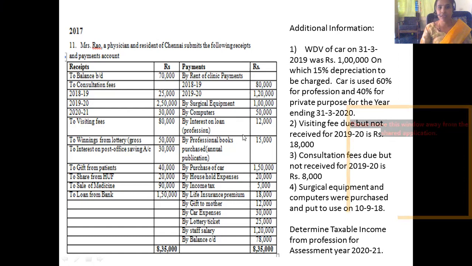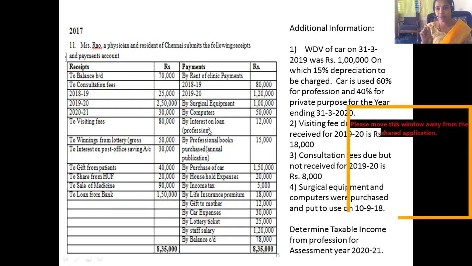Interest on loan is very specifically given to you. Whenever interest on loan is paid, if it is for the profession, we consider it a professional expenditure. Professional books: whether annual or not, the rate of depreciation is 40%. So 15,000 into 40%, and 6,000 is the depreciation here.